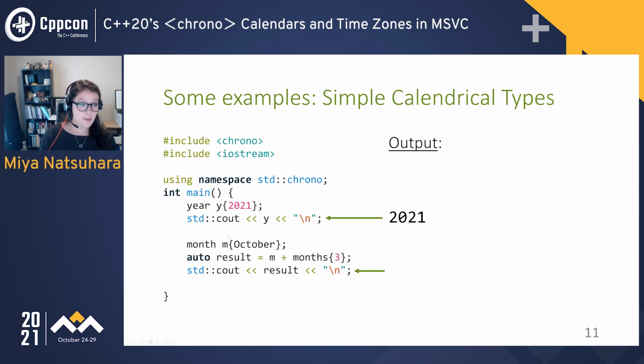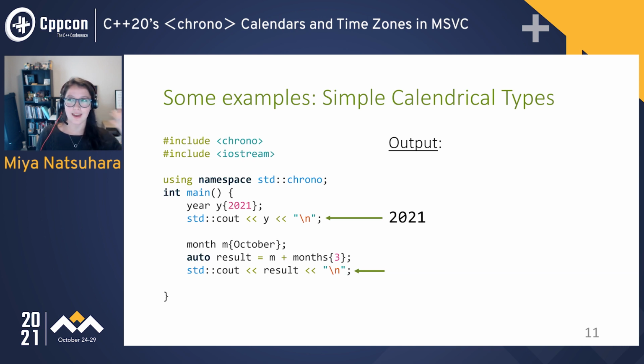On the next line here, I'm adding 3 months to the month of October. A slight distinction here: month is a specific class type representing an individual month, whereas months, with the S on the end, is a chunk of time that I'm adding to it.